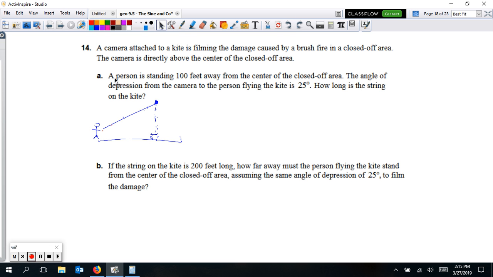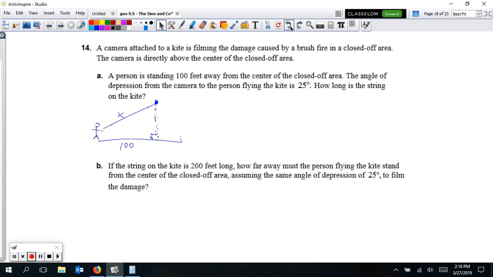It says a person is standing 100 feet away from the center of the closed-off area. So this is 100 feet away here. He's 100 feet away from the closed-off area. The angle of depression from the camera to the person flying the kite is 25 degrees. How long is the string of the kite? So what we're trying to find is how long the string of the kite is.